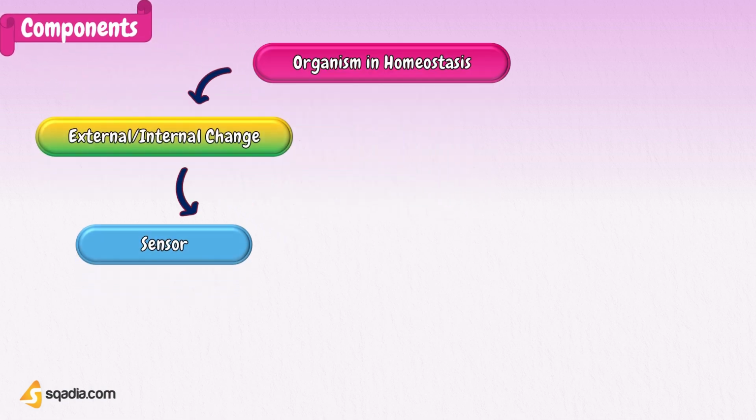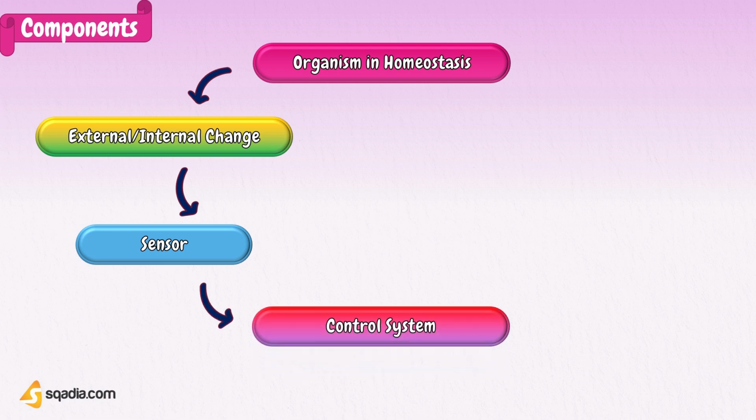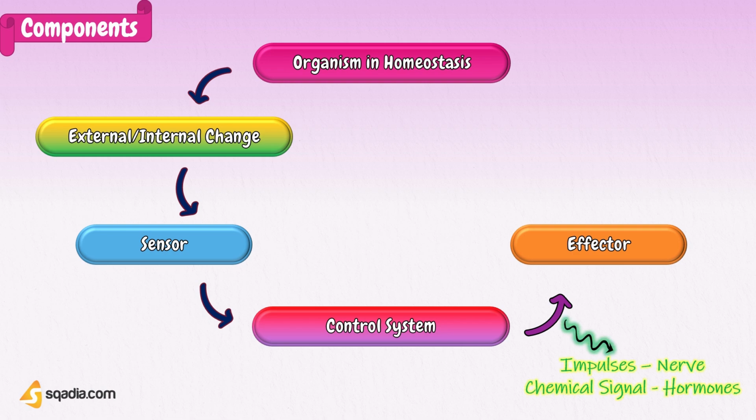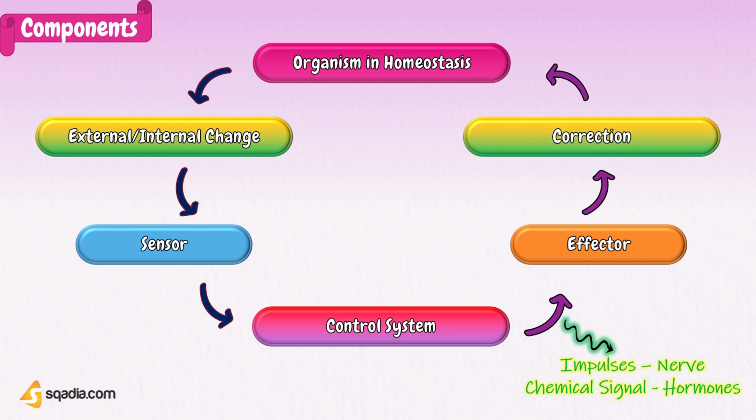1. Sensors or detectors, which recognize the deviation. 2. Transmission of this message to a control center. 3. Transmission of information from the control center to the effectors for correcting the deviation. Transmission of the message or information may be an electrical process in the form of impulses through nerves or a chemical process, mainly in the form of hormones, through blood and body fluids. 4. Effectors, which correct the deviation.